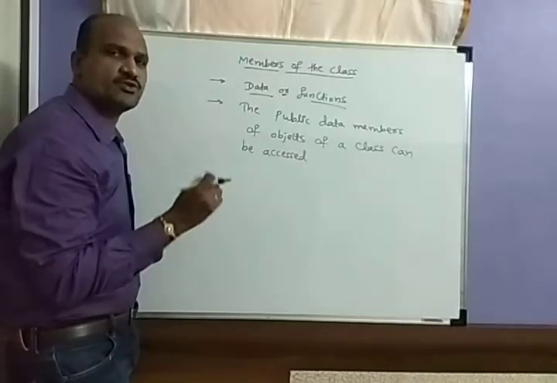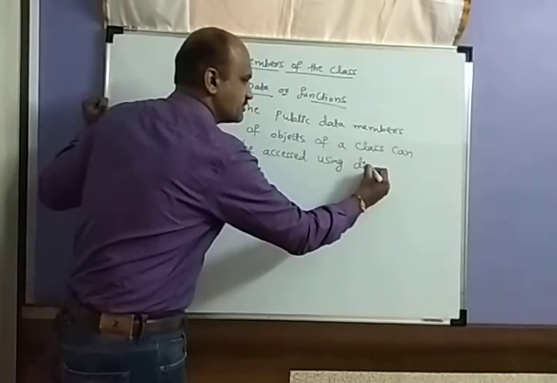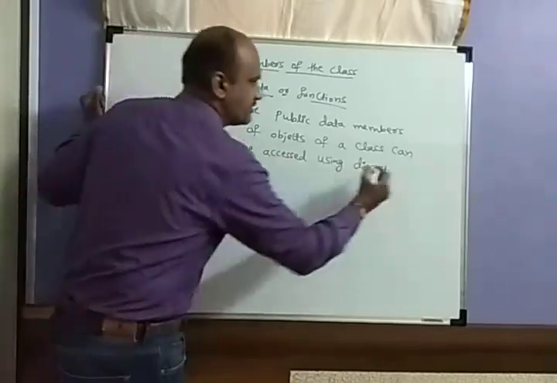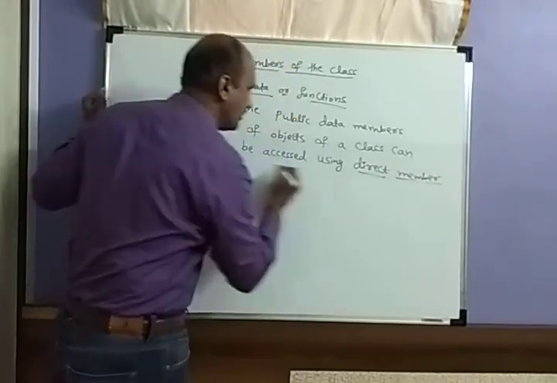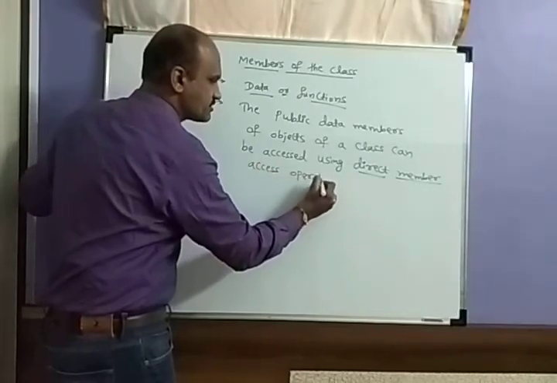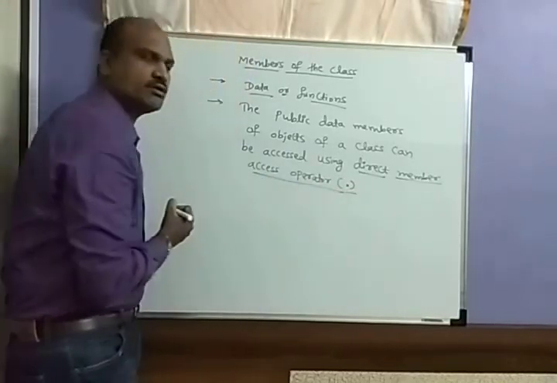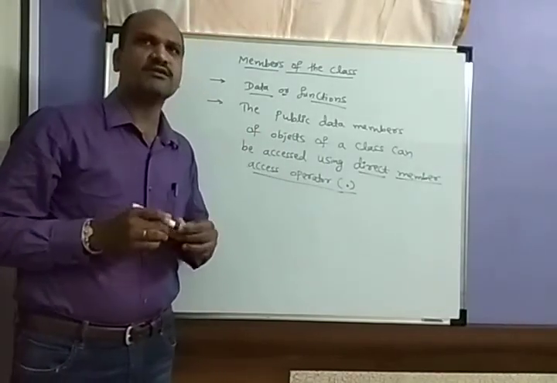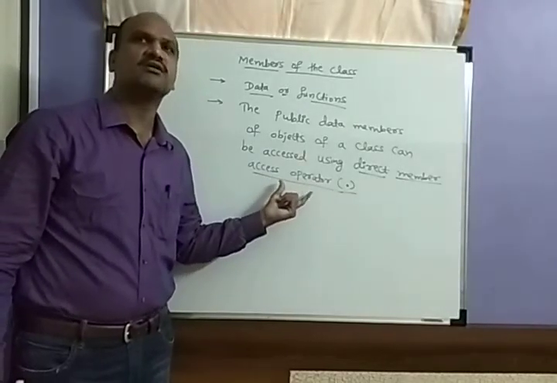You can access them using an operator. There is one operator, we call it the direct member access operator, that is the dot operator. So the public data members which are defined, you can access by the direct member access operator, that is the dot operator.